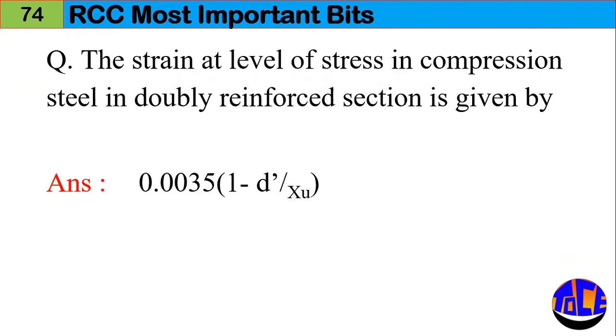The strain at level of stress in compression steel in doubly reinforced section is given by 0.0035, 1 minus effective cover by XU. Okay, so this is the strain at the level of stress in compression steel in doubly reinforced sections. So D dash, in the sense, it is the effective cover for the compression reinforcement.